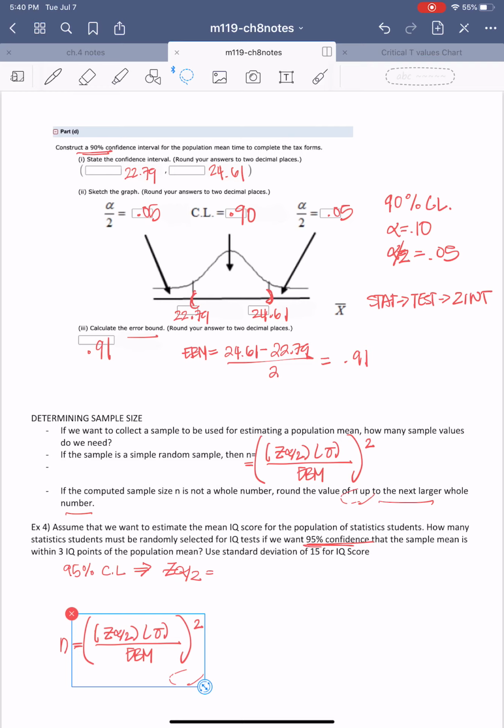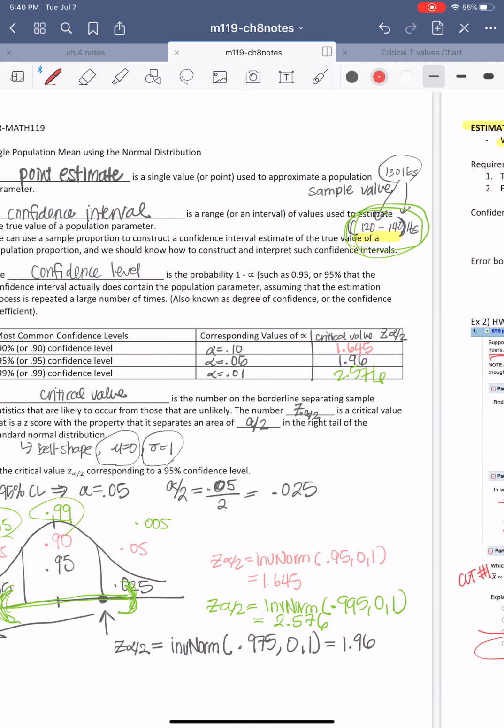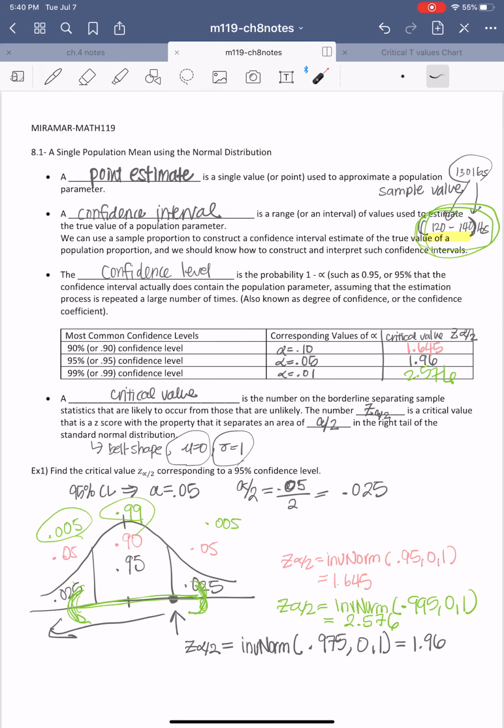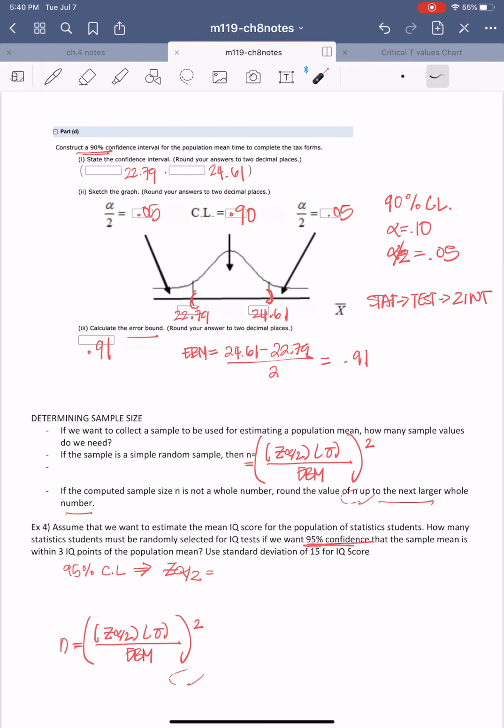So we need to calculate the Z alpha over 2, but we already did that on the first page. Right here, 95% has a critical value of 1.96. Sigma is given, standard deviation 15. Error bound, this is your error bound point. When we say something is within that point, that means go 3 below or 3 above. So 3 is your error bound number.